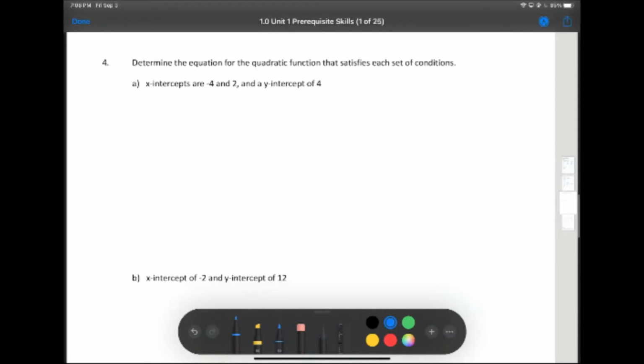Okay, question 4. Determine the equation for a quadratic function that satisfies each set of conditions. And this is where I will take advantage of the fact that I do have a little extra space over to the side. And I want to remind you that there are several different ways of writing a quadratic function. So I could write it as ax squared plus bx plus c. That's one way of writing it. This, by the way, is general form. I could write it in vertex form.